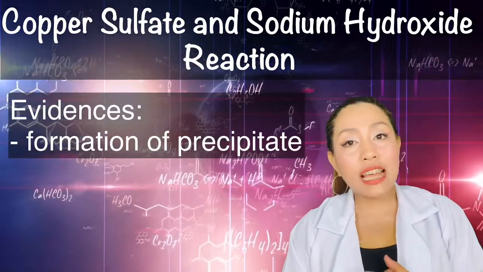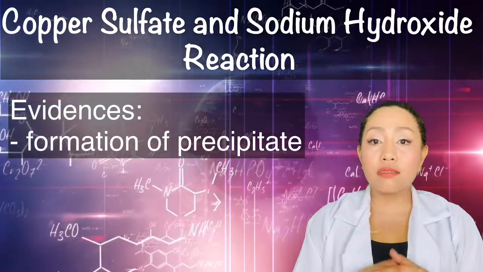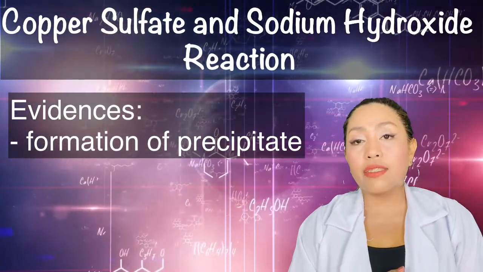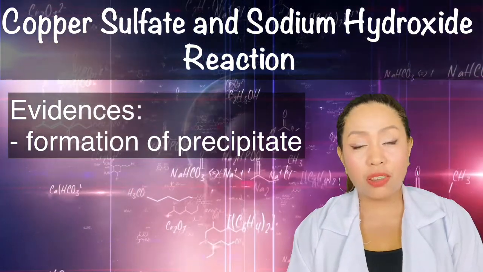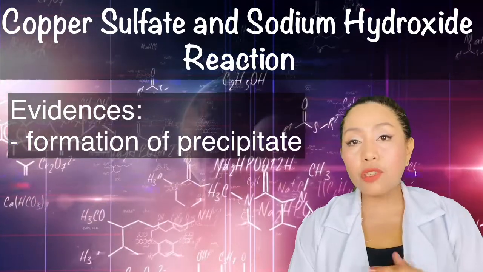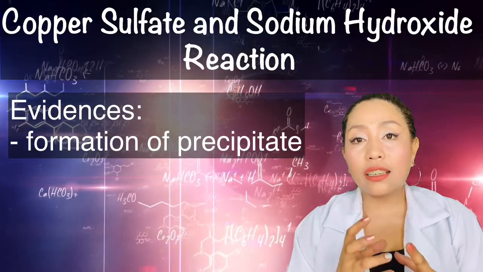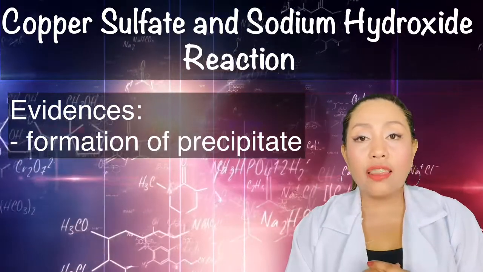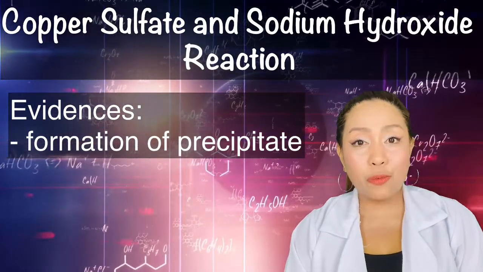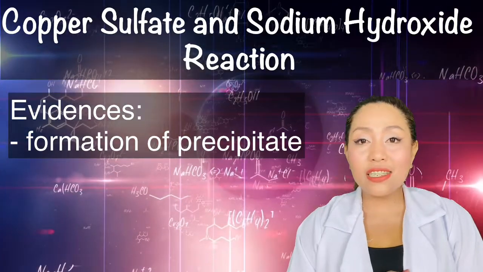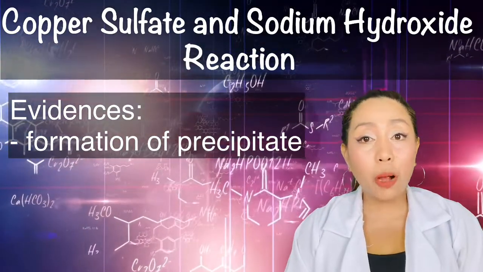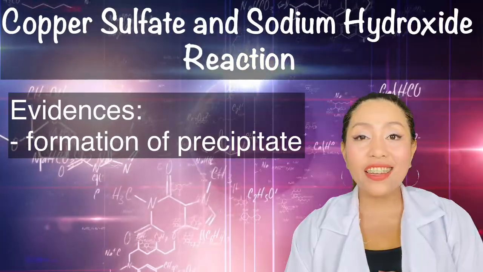And for the evidences of this reaction, we could see in our experiment that there is a formation of precipitate. After combining the copper sulfate and the sodium hydroxide, there was a jelly-like formation inside our test tube. Alright, and that is the evidence of chemical reaction for the copper sulfate and sodium hydroxide reaction.